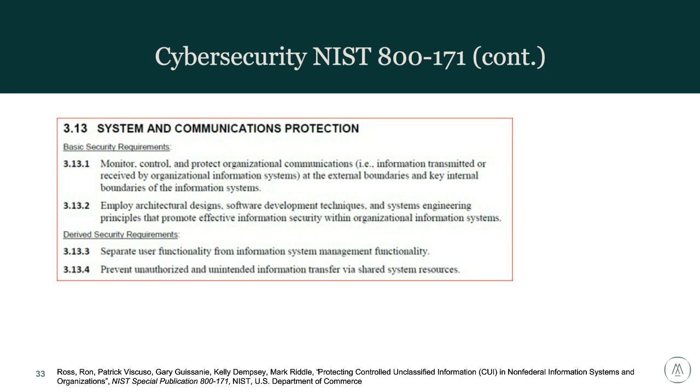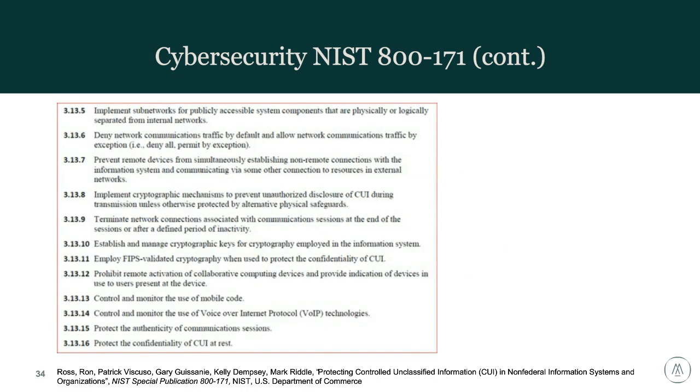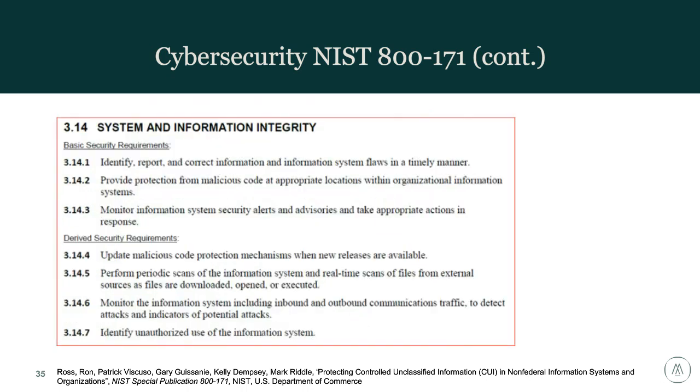So this is basically the 14 classes. One more. There it is. System and information integrity here. This one is making sure that you map all the systems and information security requirements to different controls.